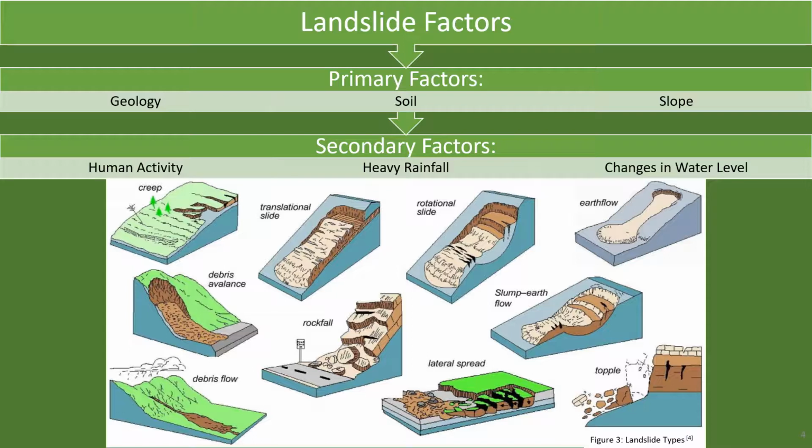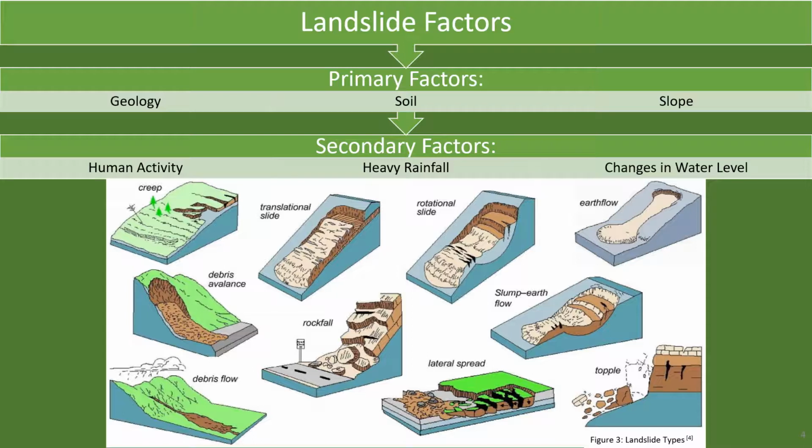In Figure 3, there is an array of different types of landslides that can occur. I won't go over all of these types of landslides in detail, but it is worth noting that there are a lot of types and each has its own set of factors that cause it to occur.